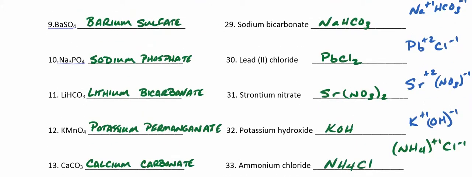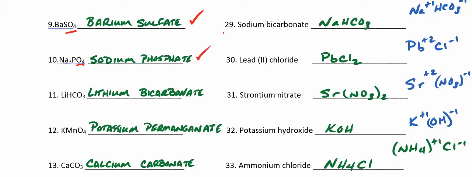Let's look at number 9 now. On number 9, we have another polyatomic ion. This time it's sulfate. We have barium sulfate. Pretty straightforward for number 9. Next one, number 10, we've got sodium, another polyatomic ion. PO4 is phosphate. So sodium phosphate. It's an ionic compound containing a polyatomic ion. So sodium phosphate, just like that.